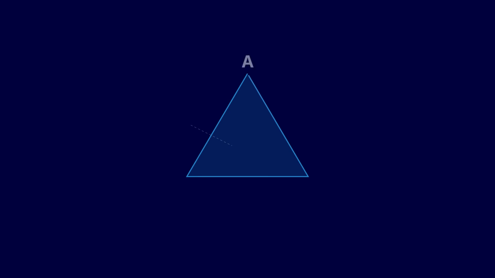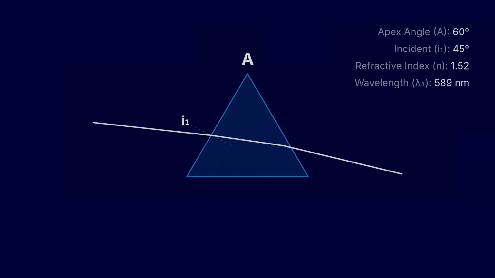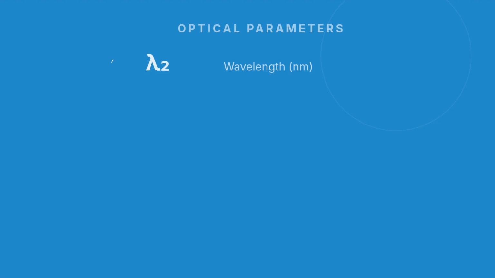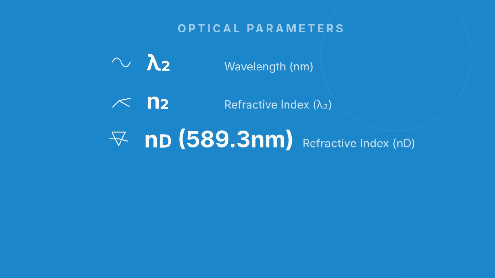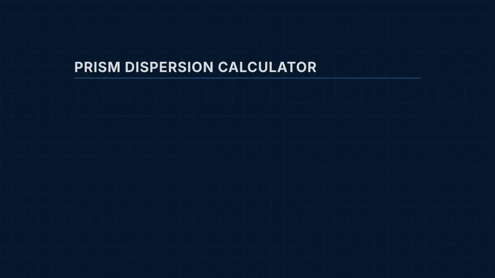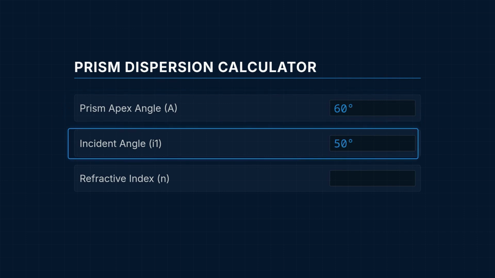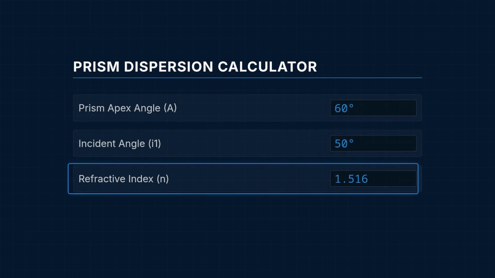Now enter your parameters. Prism apex angle A in degrees, incident angle I1 in degrees, refractive index N, wavelength L1 in nanometers, refractive index N1 for L1, wavelength L2 in nanometers, refractive index N2 for L2, refractive index ND at 589.3 nanometers, minimum deviation dm in degrees, and desired deviation d in degrees. For our example, I'll input 60 degrees for apex angle, 50 degrees incident angle, and 1.5168 for refractive index.